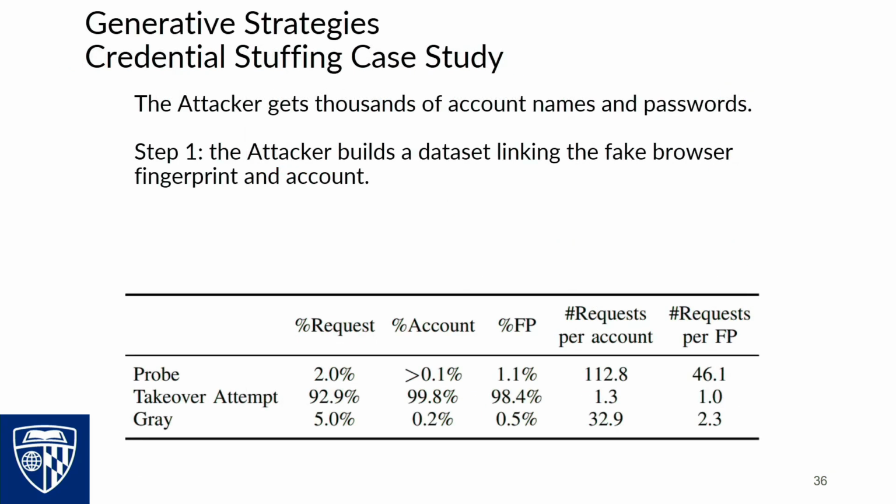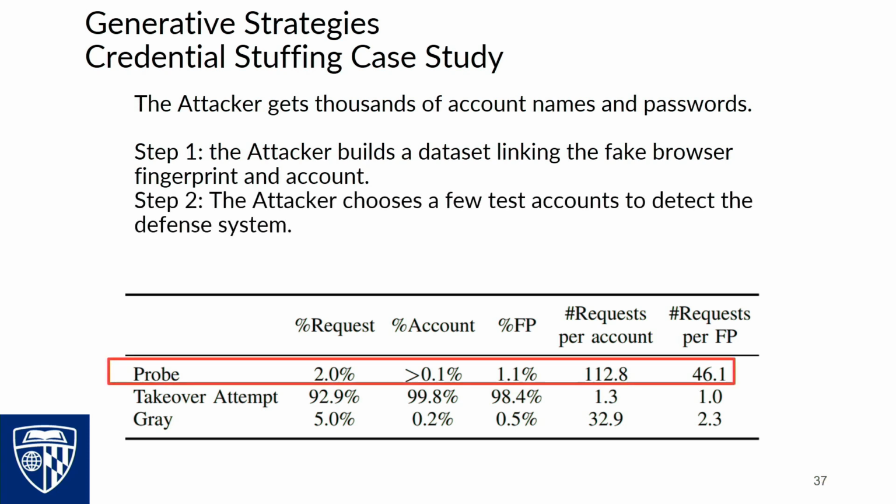After talking about the macro analysis, let's track down an attacker to analyze his specific operations. We use a credential stuffing case, which is also an account takeover case, to analyze that. When the attacker gets thousands of account names and passwords, the attacker will first build a dataset to link the fake browser fingerprint and account. And then the attacker will choose a few test accounts to detect the device's limitation. We name it a probe attack.